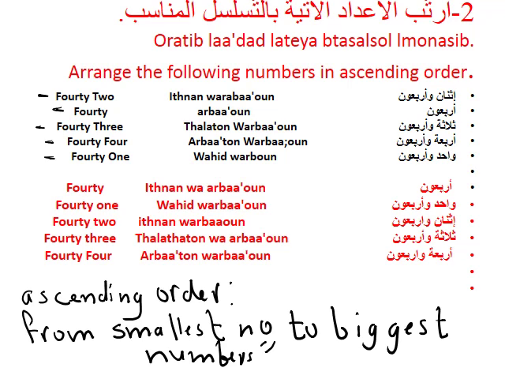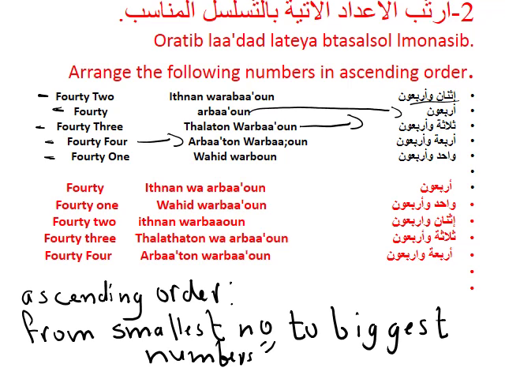Next to 42, we have اثنان وأربعون. It's written in Arabic اثنان وأربعون. 40, next to 40, it's written أربعون. 43, ثلاثة وأربعون. 44, it's أربعة وأربعون. 41 in Arabic, it's واحد وأربعون.